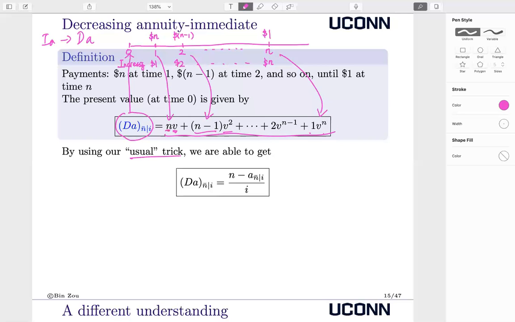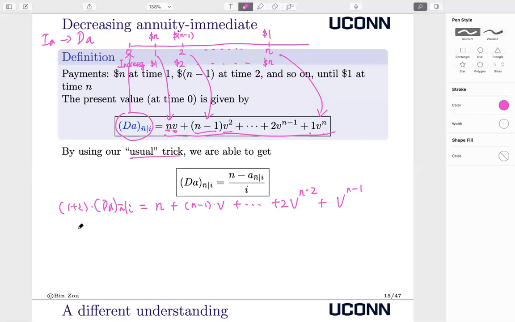I do it one more time. Multiply both sides by 1 plus i. I will get n plus n minus 1 times v. So basically all the powers of v will be reduced by 1.